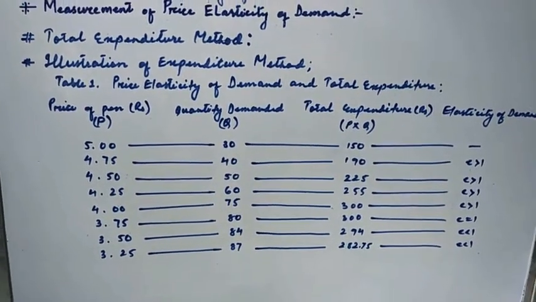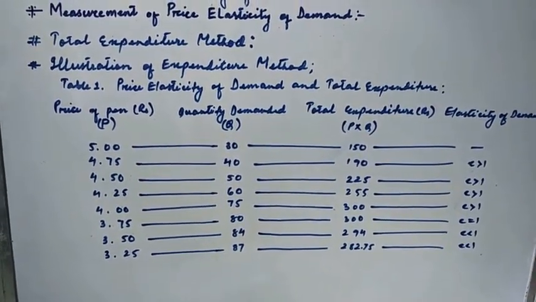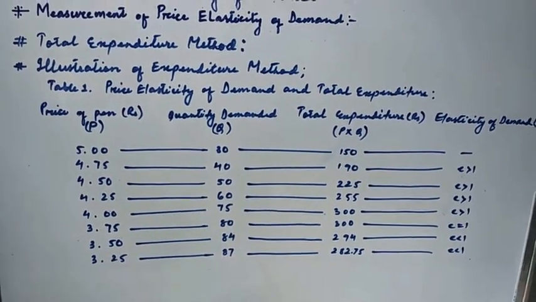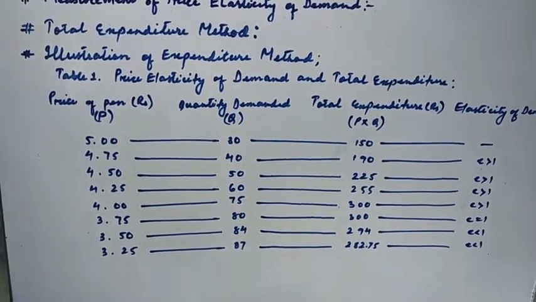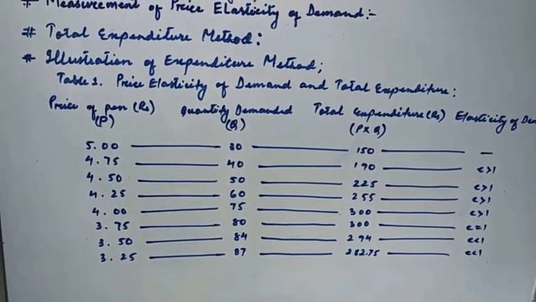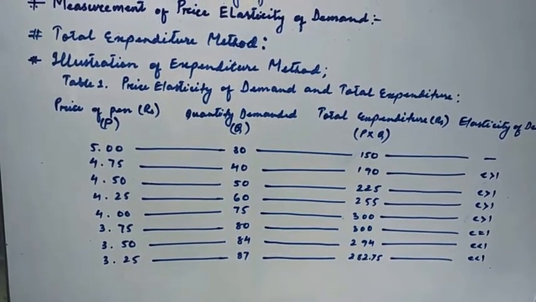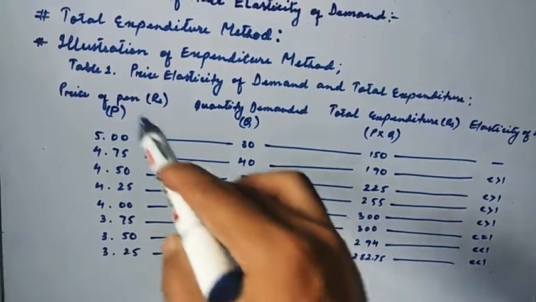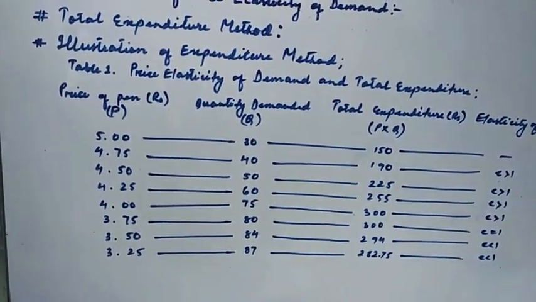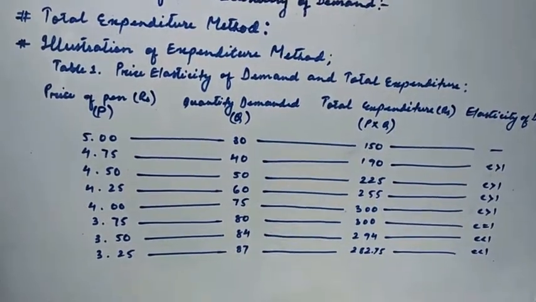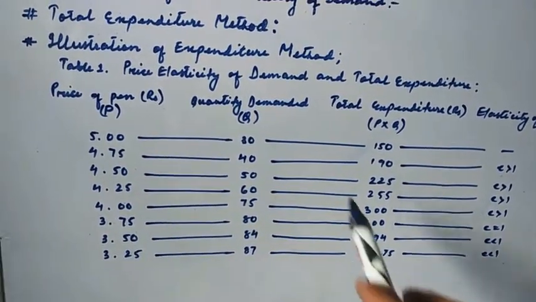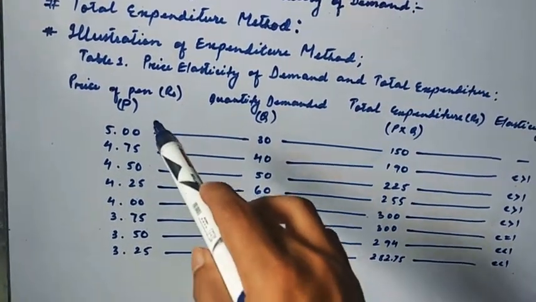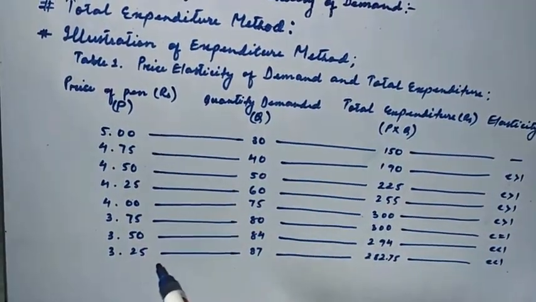So this is the illustration of the expenditure method. Table 1 represents the price elasticity of demand and total expenditure. Consider Table 1, which gives the quantity demanded of pens at various prices. It will be seen from this table that quantity demanded increased from 30 pens to 87 pens when price falls from 5 rupees to 3.25 rupees.